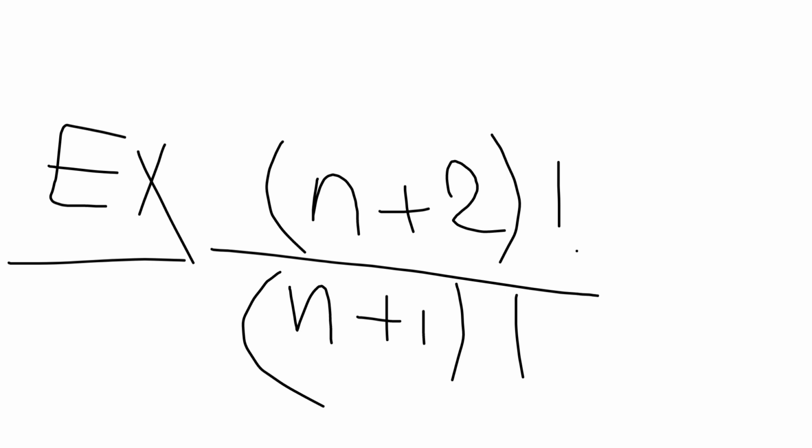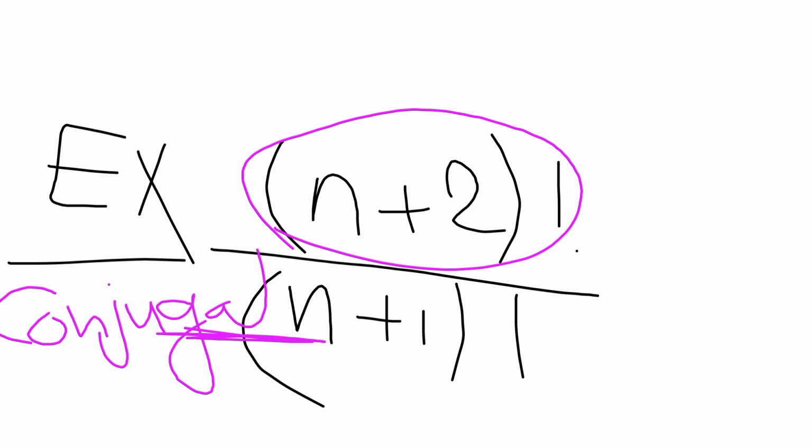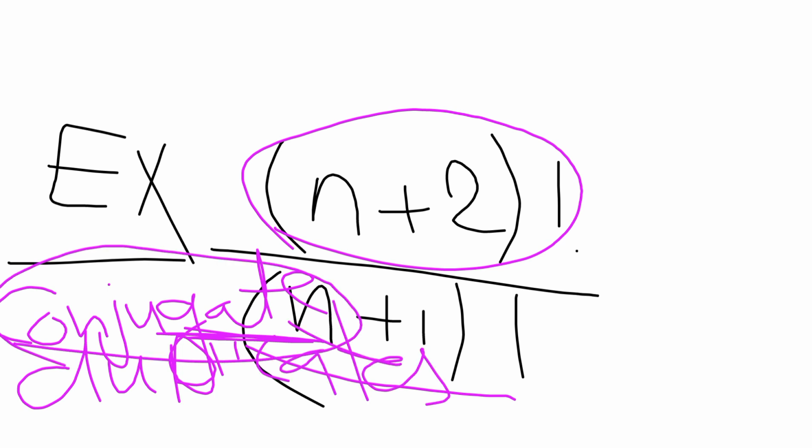Okay. First step is n plus 2 factorial. For n plus 1 factorial, I have to find the conjugate, or the duplicates, of n plus 1 factorial.